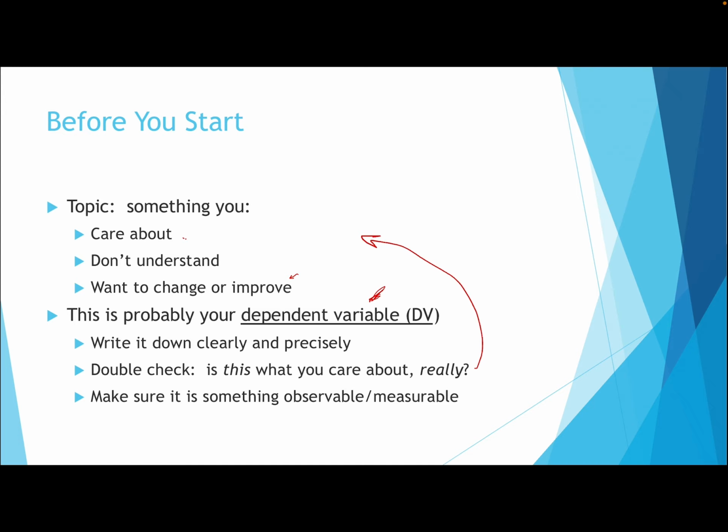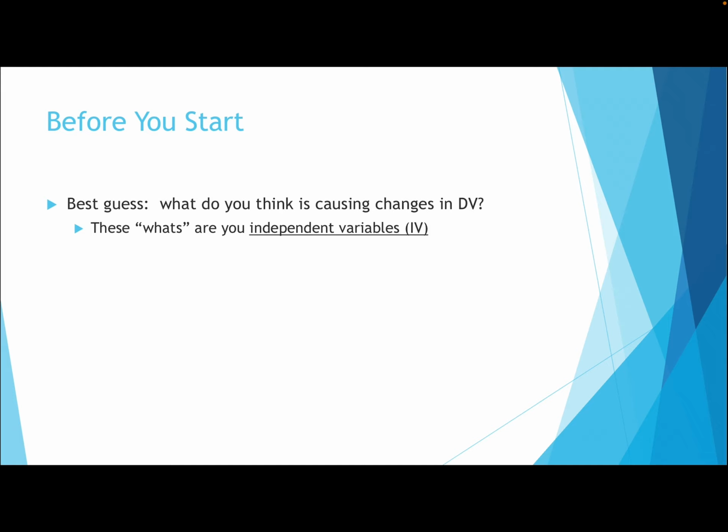Okay, next. Still things you need before you start. So we've got two things so far, just to go back. You need your topic, and you need to know that dependent variable. Write that down. You've got that, you're good to go. This is the thing that we're going to try and understand why it exists and how you can change it to improve it. All right, good.